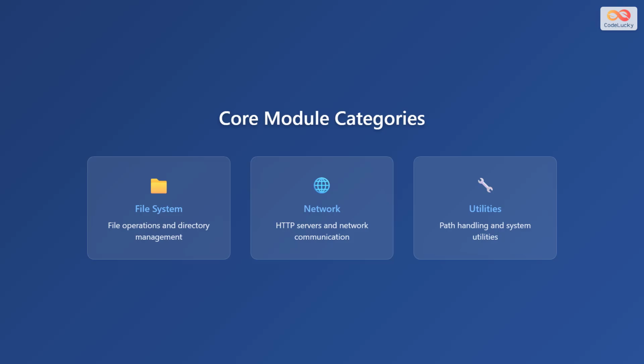Core modules can be grouped into several categories. The first category is the file system. This includes modules for file operations and directory management. The second category includes network modules for creating HTTP servers and for network communication. The third category is utilities for path handling and other system utilities.